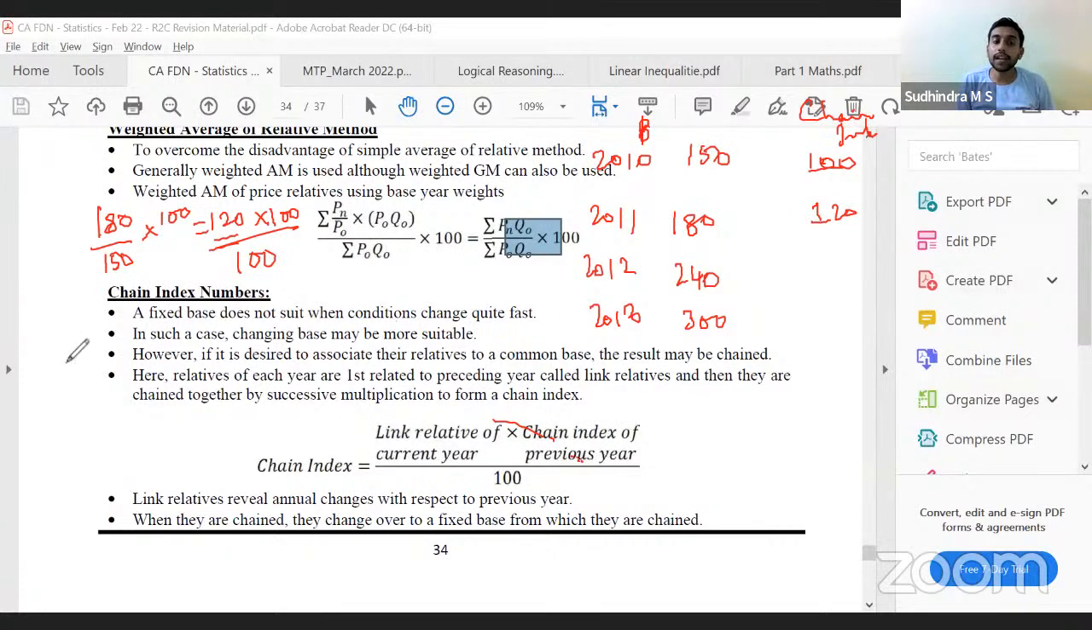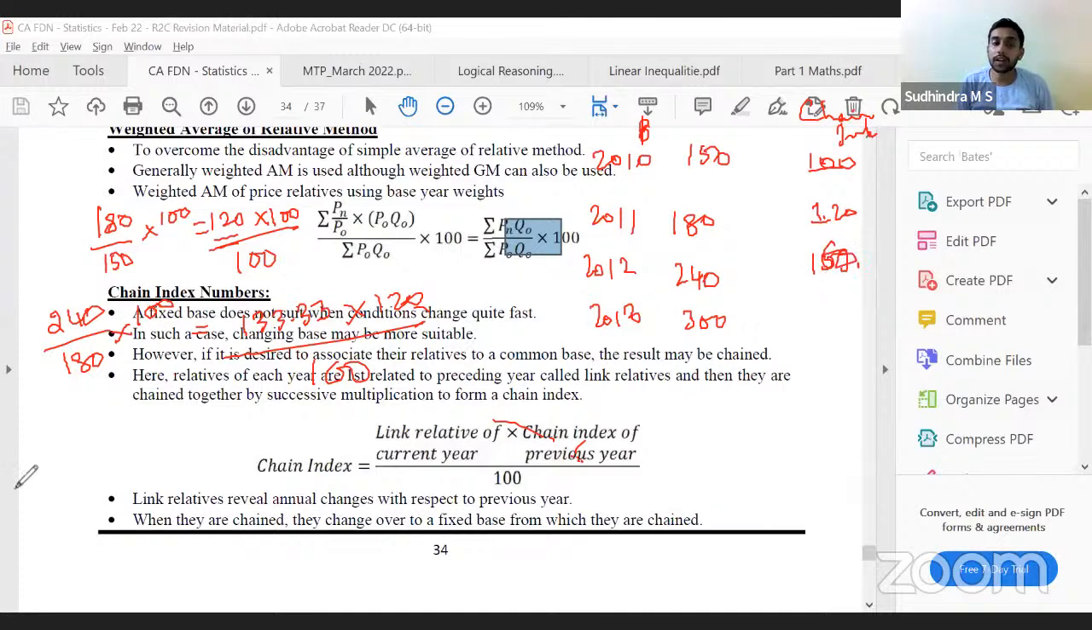Third year, how do I calculate link relative? 240 divided by 180 into 100, which is 133.33. 133.33 into 120 divided by 100. Why 120? Chain index of previous year. So into 120 divided by 100, we get 159.99, or we can say 160.